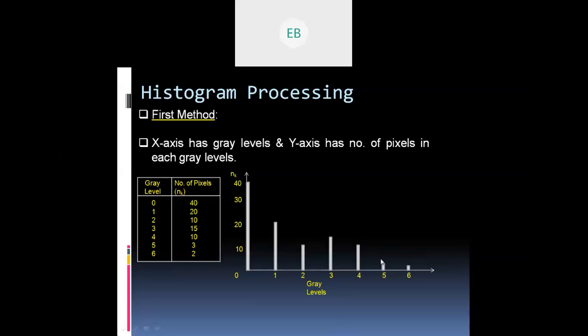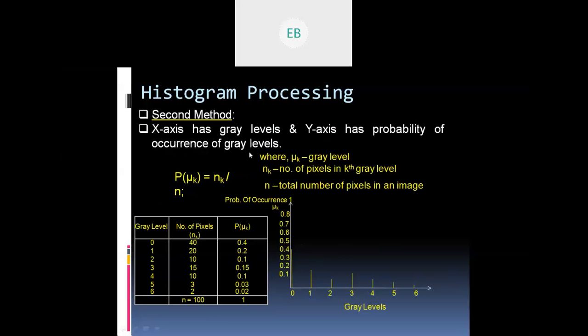This is the first method of plotting a histogram for a particular image, where we have gray levels. Different gray level images will have different numbers of levels. For this image we are taking 0 to 6, that is, we have a total of 7 gray levels. Then here is the second method.